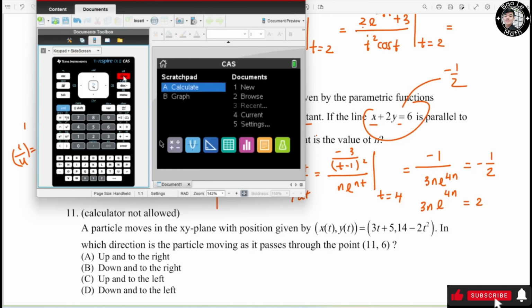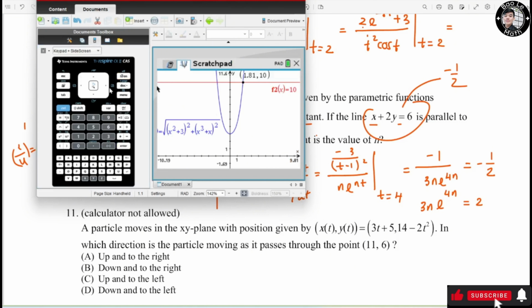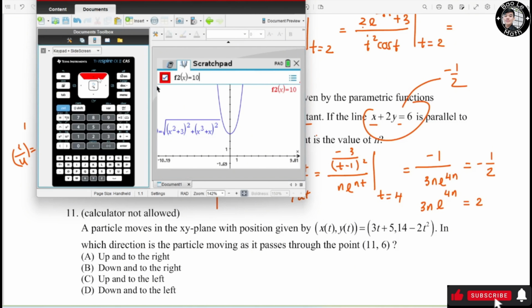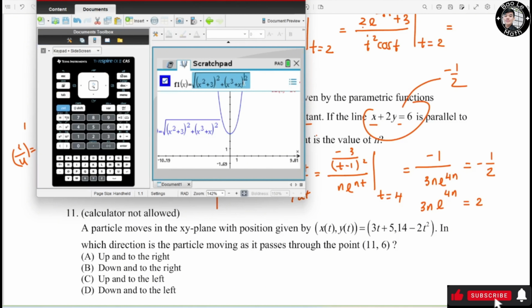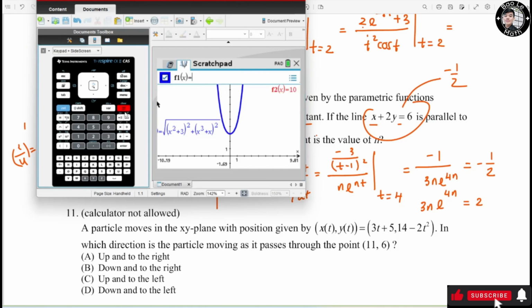So we're gonna go to home screen, hit graph right here, hit tab, go up to F1. I'm gonna clear this one. Put 3s times e to the 4s. Press enter. The second one, you're gonna hit tab, go to the second function, press 2, hit enter.